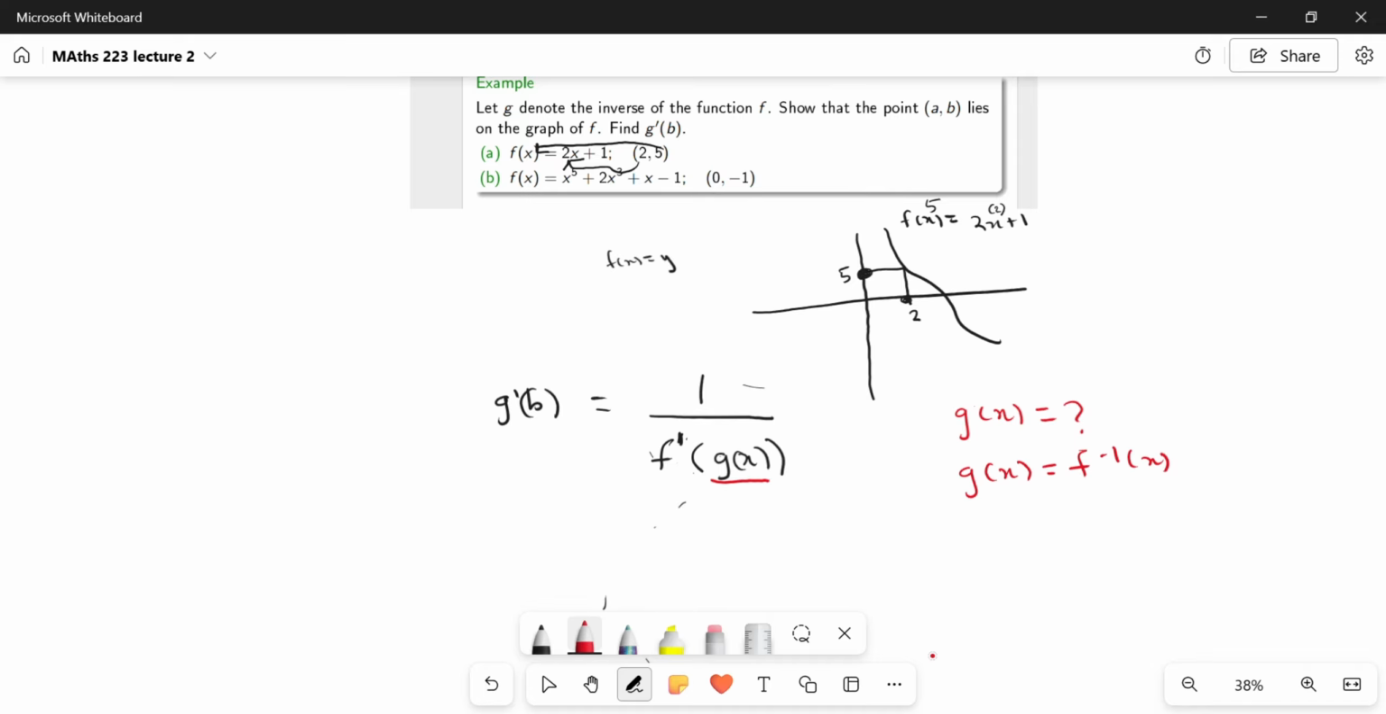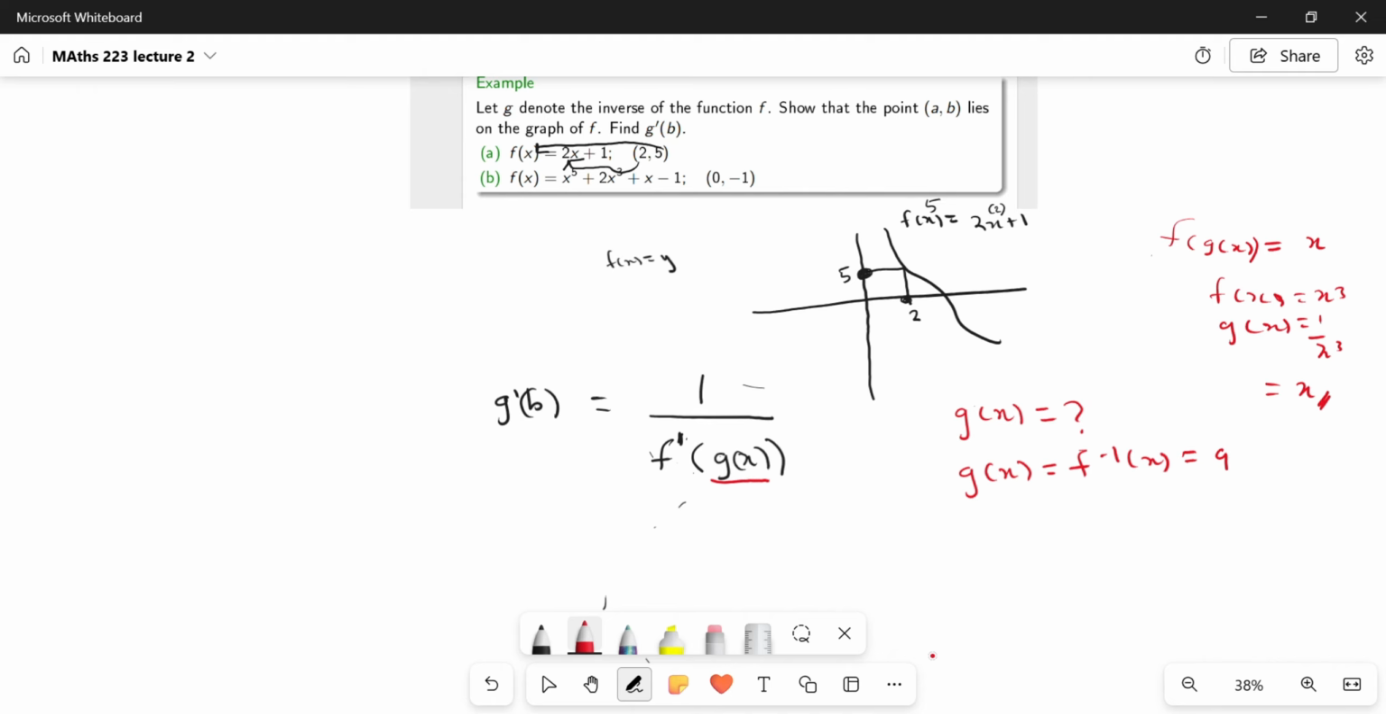Remember the relation we got: f of g of x gives us x. This means that these two are inverses of each other. For example, if f of x is equal to x cubed, and g of x is equal to the cube root of x, then f of g of x will give us x. That's the relation we have over here. So we can say that g of x is equal to f inverse of x. This is a very powerful relation.